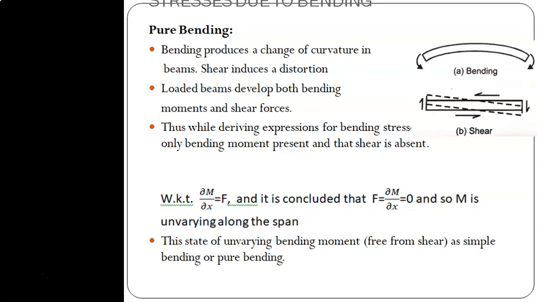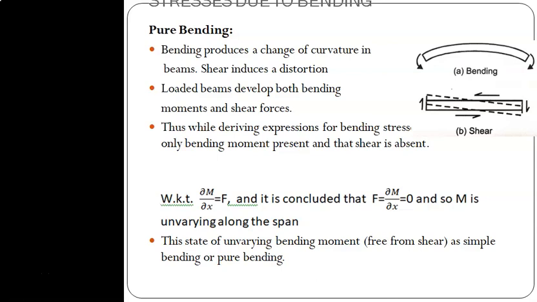There is a concept in this case called pure bending. Pure bending means that bending produces a change of curvature in beams, while shear induces a distortion. Normally we get the deflected shape of the beam, which is the elastic curve, that is the curvature of the beam.